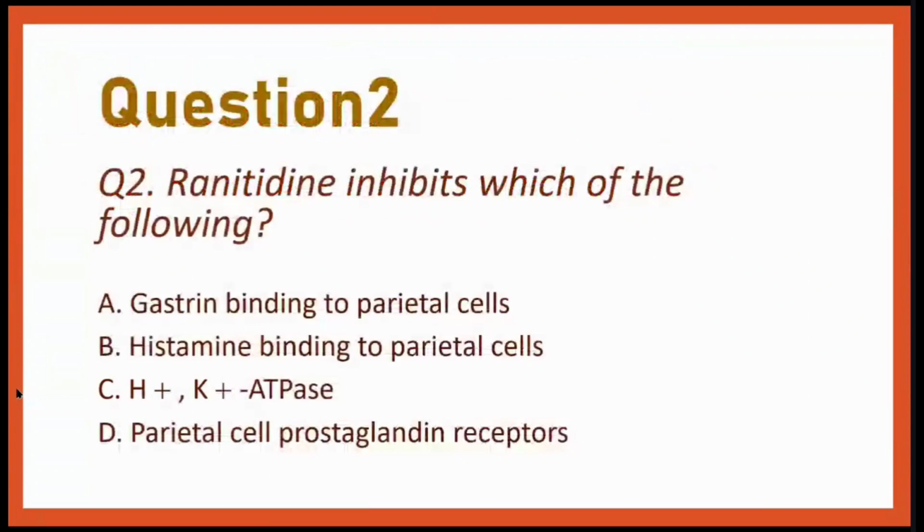Next question is, ranitidine inhibits which of the following? Gastrin binding to parietal cells, histamine binding to parietal cells, H plus, K plus ATPase, parietal cells, prostaglandin receptors.